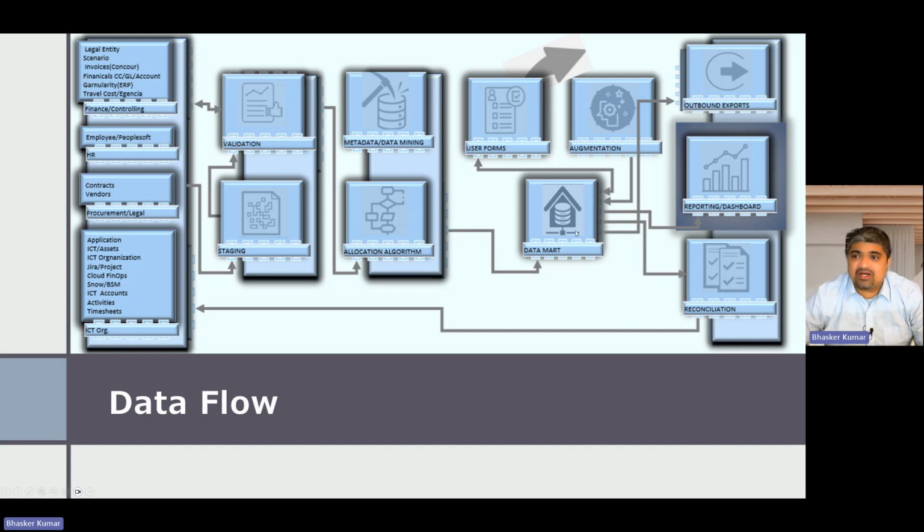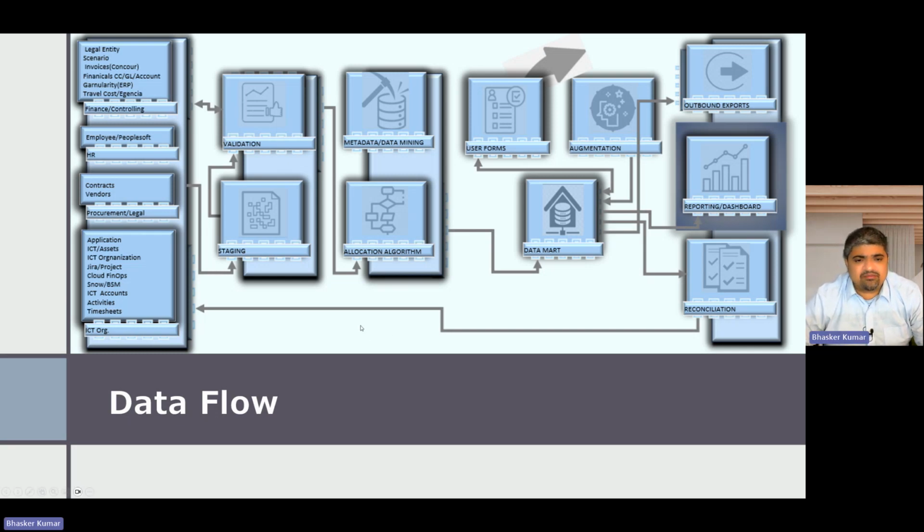Once we have all this data available, we can send it for reconciliation to key systems. We can use it for reporting and dashboards, and we can also take the extract and give it outbound to any outbound system which wants this data. That's the overall high-level data model of how this data will flow.